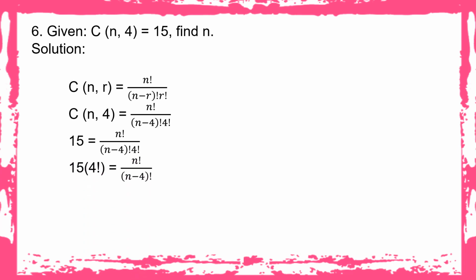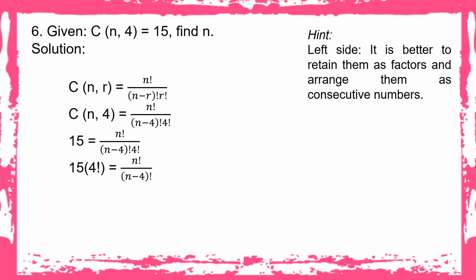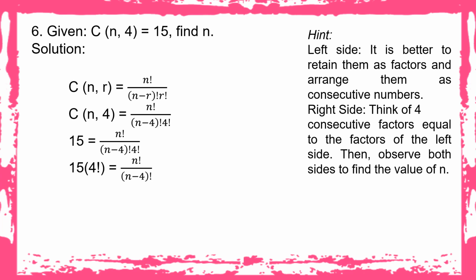By cross multiplication, we have 15 times 4 factorial is equal to n factorial over n minus 4 factorial. So from the left side, it is better to retain them as factors and arrange them as consecutive numbers. And from the right side, think of 4 consecutive factors equal to the factors of the left side. Then observe both sides to find the value of n. So as you can see here, the value of r is equal to 4. So we need to think of 4 consecutive factors.